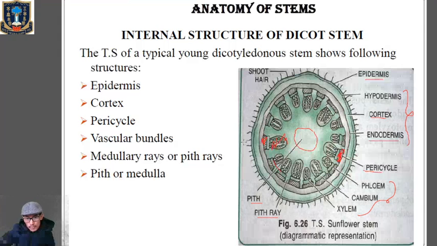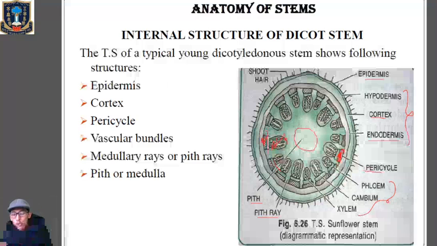So when xylem is present toward the inner side and the phloem toward the outer side, it is called collateral type. Clear? And open means we have to look for the presence of cambium in between the xylem and the phloem. So this innermost part is called cambium and is present between the xylem and the phloem. So it is called open type.